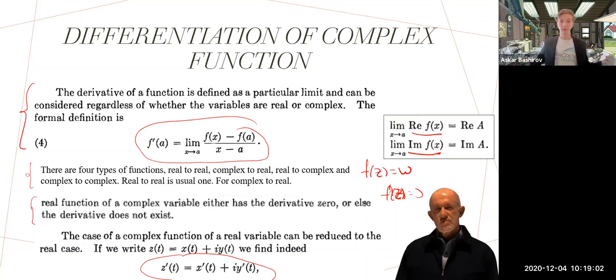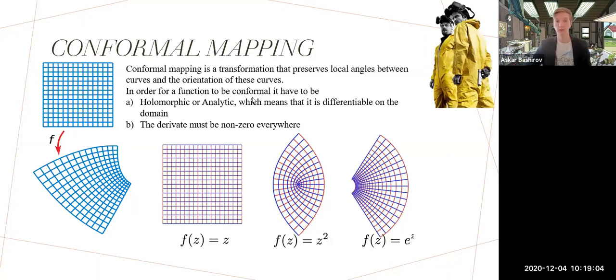Okay, let's move to the main section of today, which is conformal mapping. Conformal mapping is a transformation that preserves local angles between curves and the orientation of the curves. So what is a transformation? It means that we have f(z) on some domain z and transform the domain z into a range w. For example, this is z and this is w. See, it looked like a square, and now it's something different. So this is actually a conformal mapping.